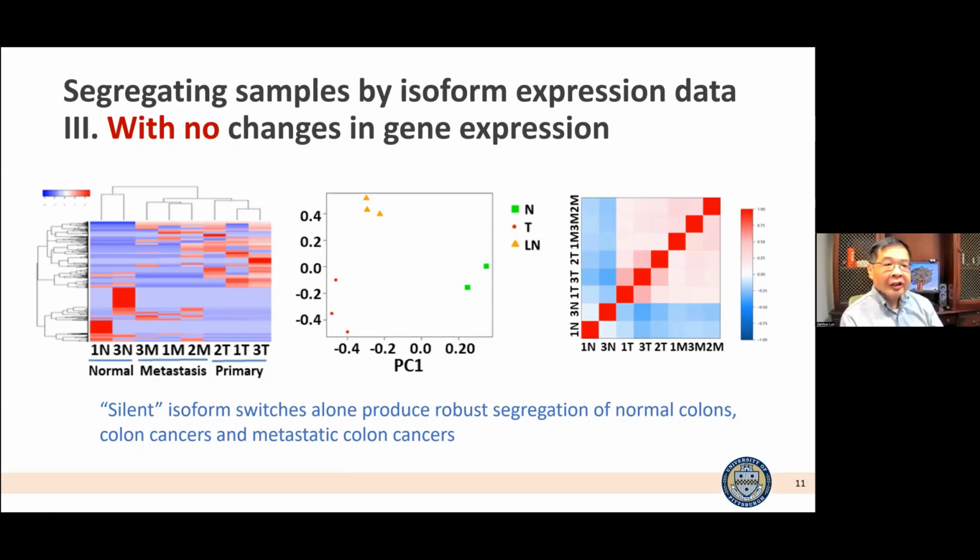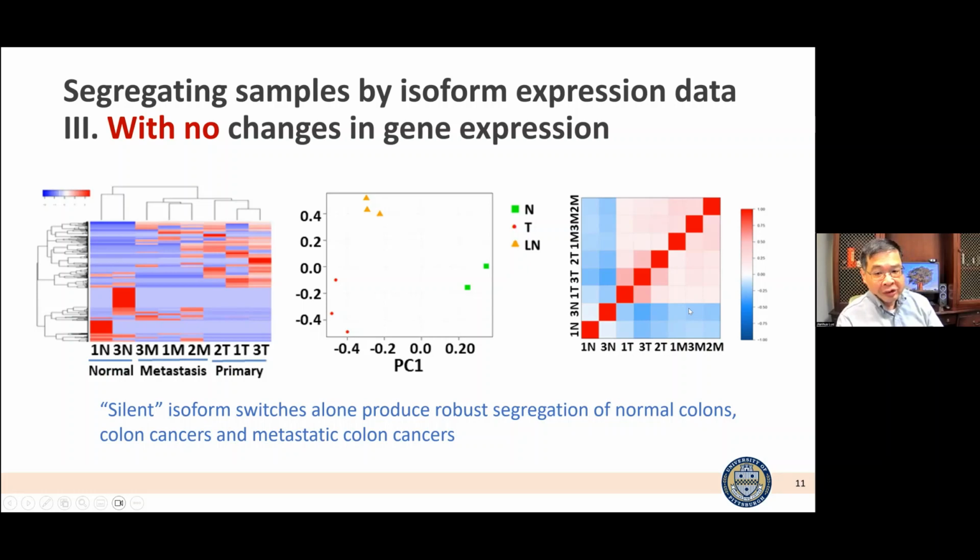And then the next thing we find out: what if we look at those isoform expressions that produce a switch, but there are no gene expression changes, the so-called silent switch? Interestingly, they actually produce the best result. As you can see, normal clusters with normal, metastasis clusters with metastasis, and primary cancer clusters with primary cancer. You can see the distances. These three groups are all together; statistically they are the same group. You could easily identify them without any stretches. It is the same for the Pearson correlations.